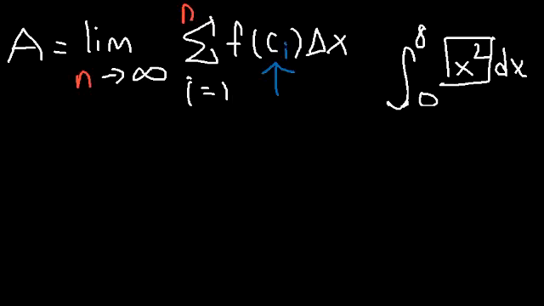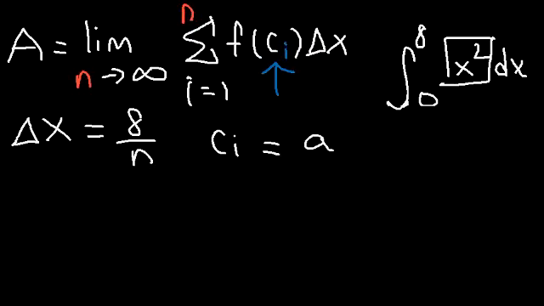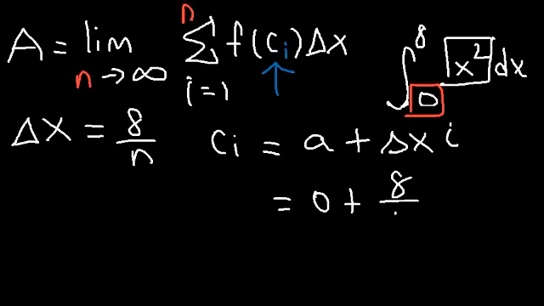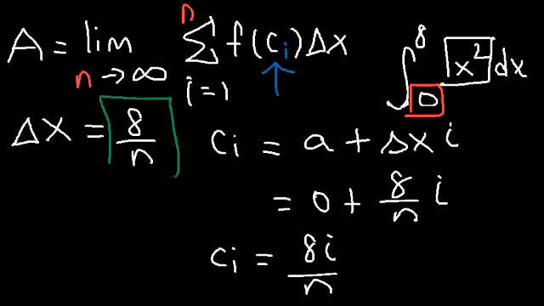So now let's continue. We said delta x is 8 over n in terms of n. And ci is a plus delta x times i. a is 0 in this particular example. Delta x is 8 over n, and then times i. So ci is 8i over n. These are the first two things that you need to do. You need to find delta x and ci.